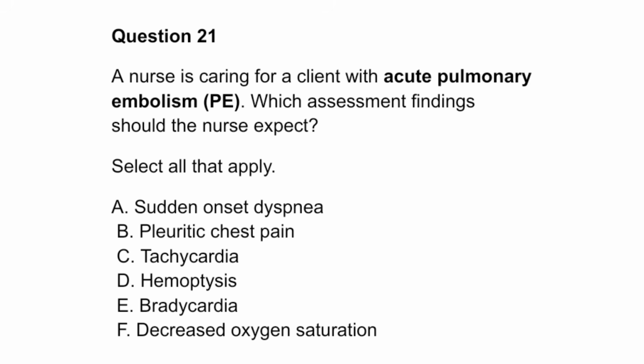Question 21. A nurse is caring for a client with acute pulmonary embolism, or PE. Which assessment findings should the nurse expect? Select all that apply. A. Sudden onset dyspnea. B. Pleuritic chest pain. C. Tachycardia. D. Hemoptysis. E. Bradycardia. F. Decreased oxygen saturation.